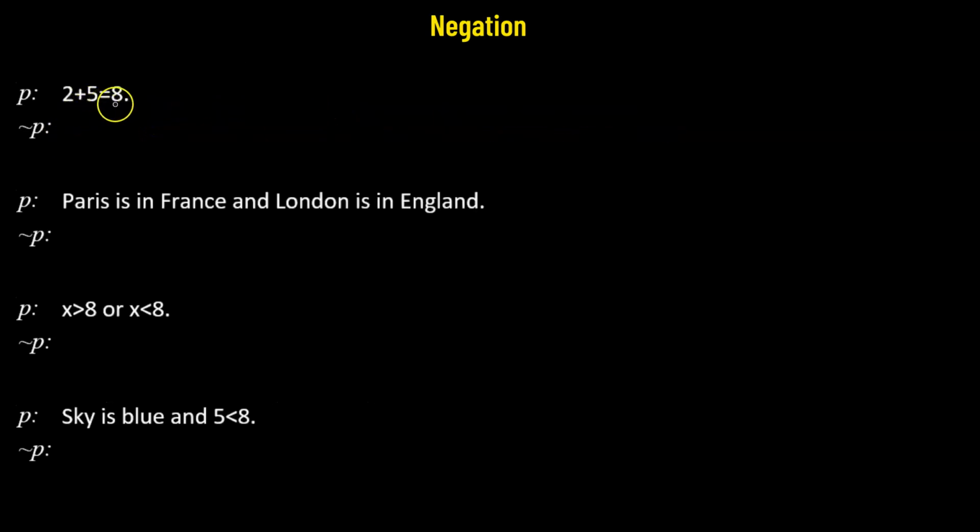Consider the statement P, 2 plus 5 equals 8. So the negation of the statement will be 2 plus 5 does not equal 8. Next we have, Paris is in France and London is in England. So this is not a simple statement like the previous examples. This is a compound statement. So if we consider the statement P as Paris is in France and the second statement as Q, London is in England.